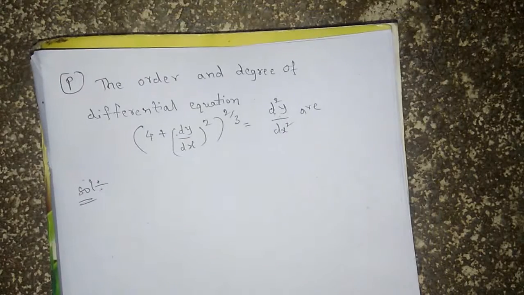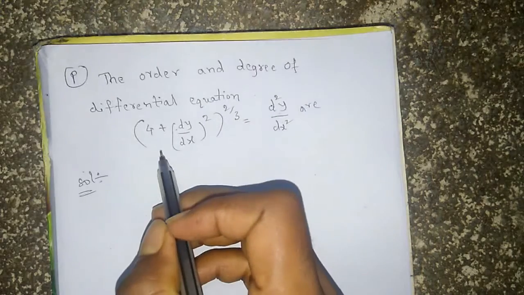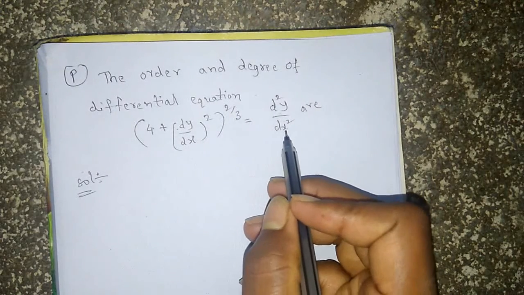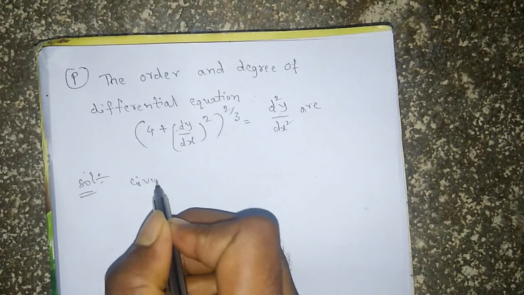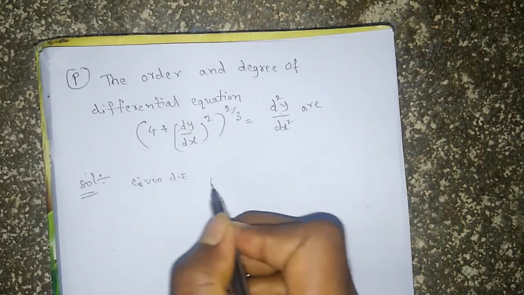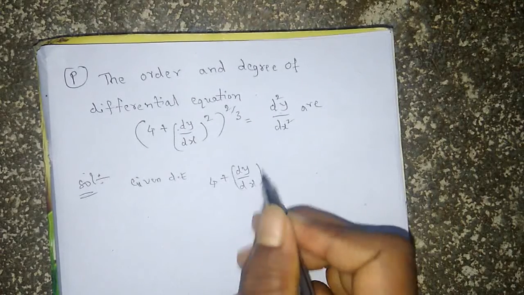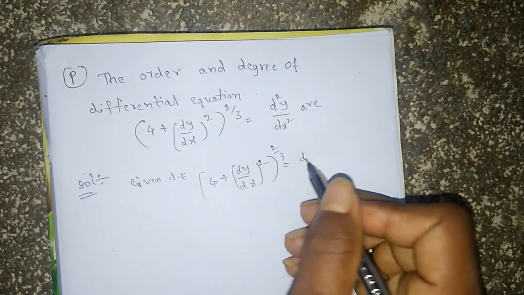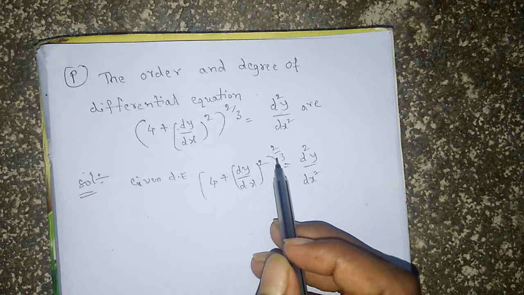Our next problem is to find the order and the degree of the differential equation (4 plus (dy by dx) whole square) whole power 2 by 3 is equal to d square y by dx square. Here the given differential equation is (4 plus (dy by dx) whole square) whole power 2 by 3 is equal to d square y by dx square. So here a fractional power is there.